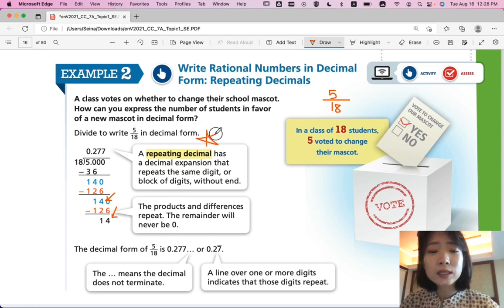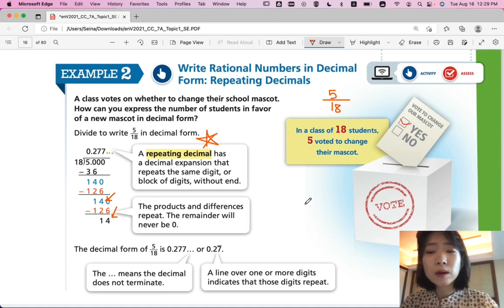Write this in your vocab graphic organizer. A repeating decimal has a decimal expansion that repeats the same digit or block of digits without end. So it's going to keep repeating 7. The products and differences repeat. The remainder will never be 0. It's never going to end. It's going to keep repeating itself.